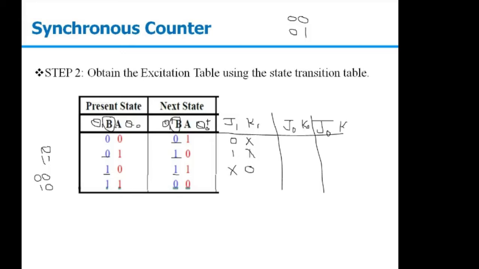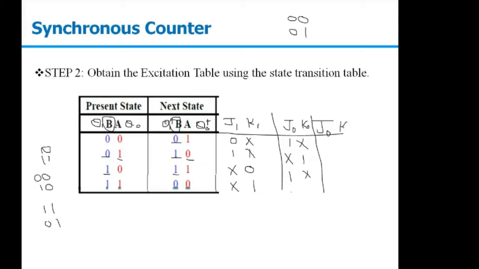The last, 1 to 0. 1 to 0 is toggle and reset. Toggle means 1 1 and reset means 0 1. So I can write it like x1. Talking about J0 K0. 0 to 1. 0 to 1 is 1x. 1 to 0 is x1. Again 0 to 1. 0 to 1 is 1x.